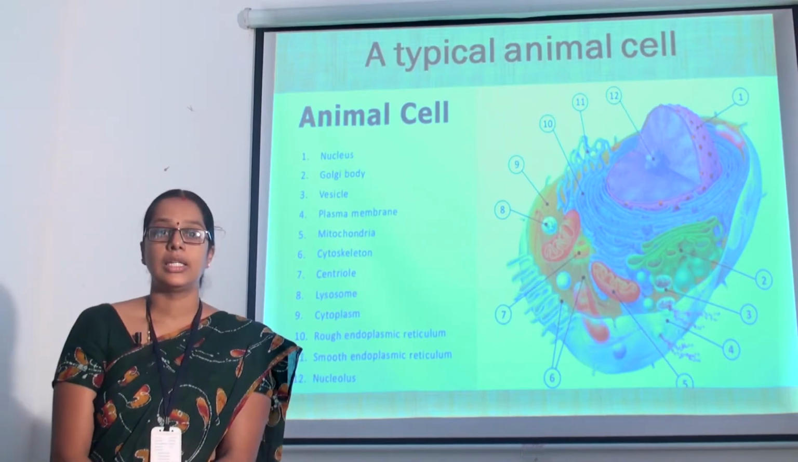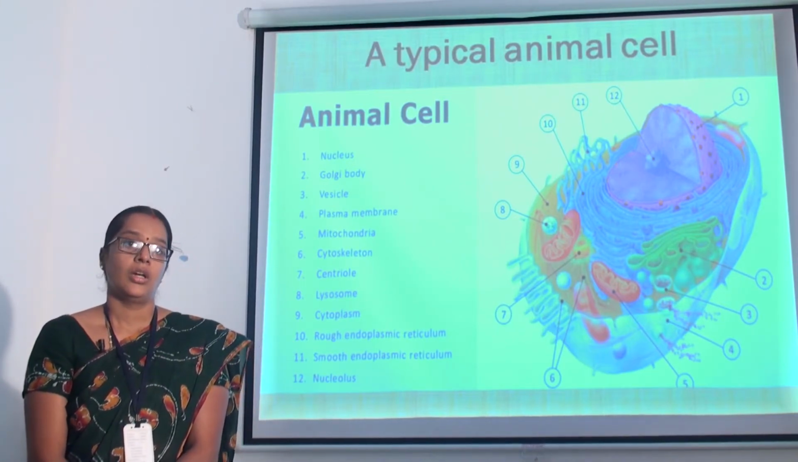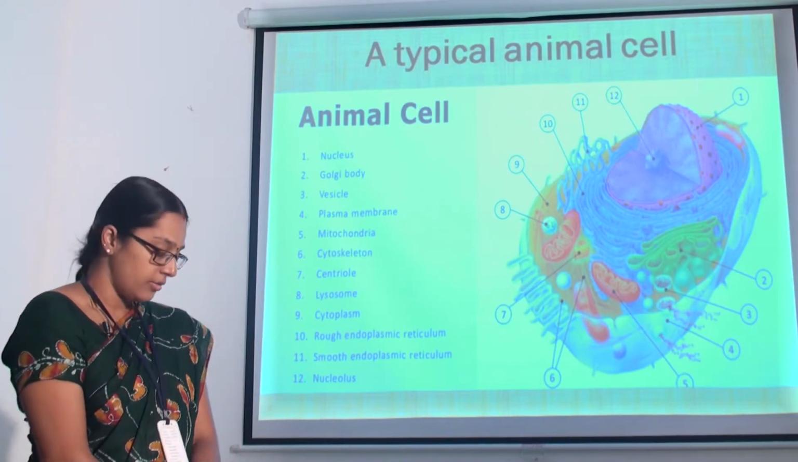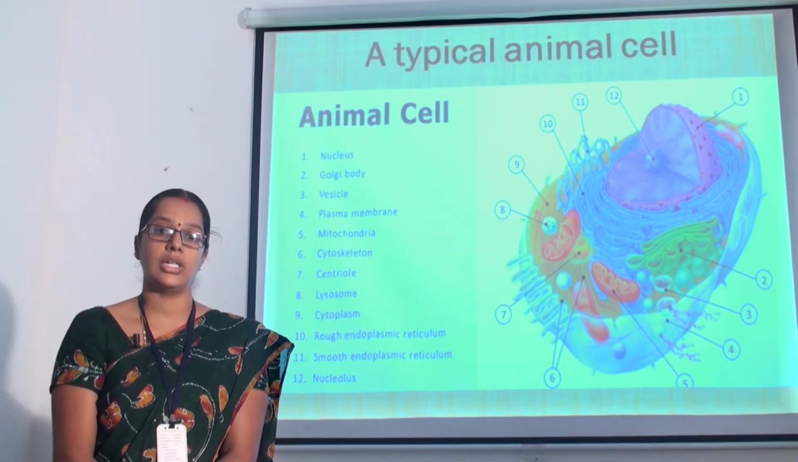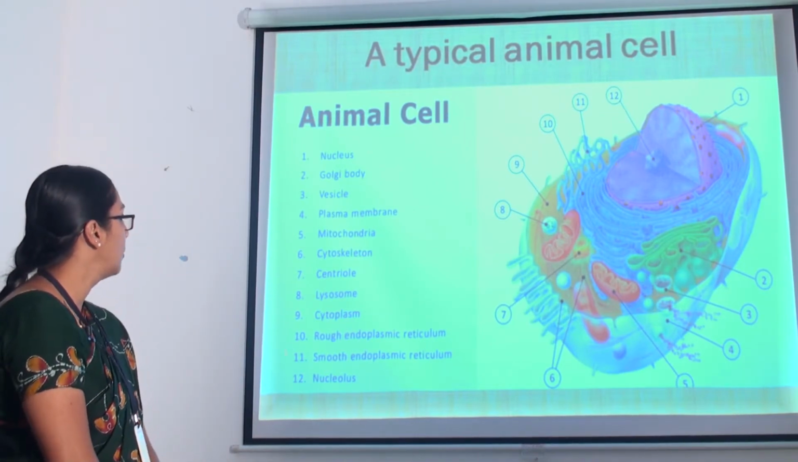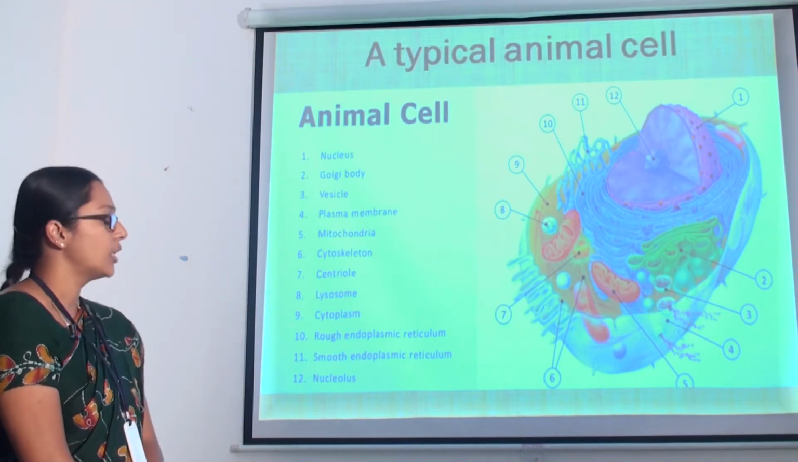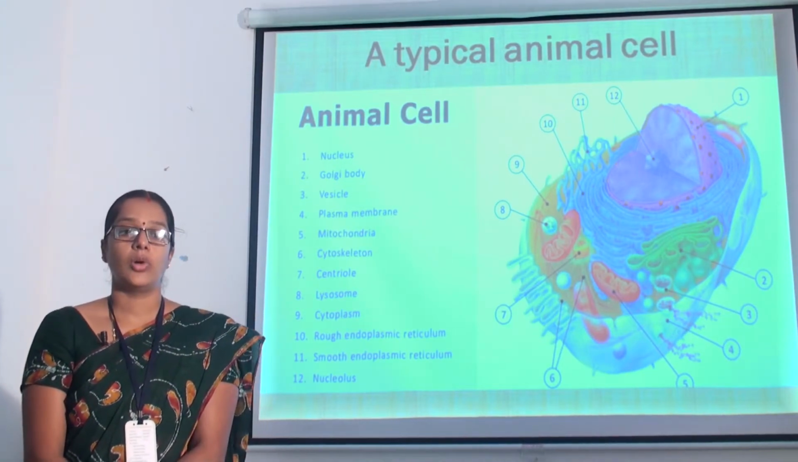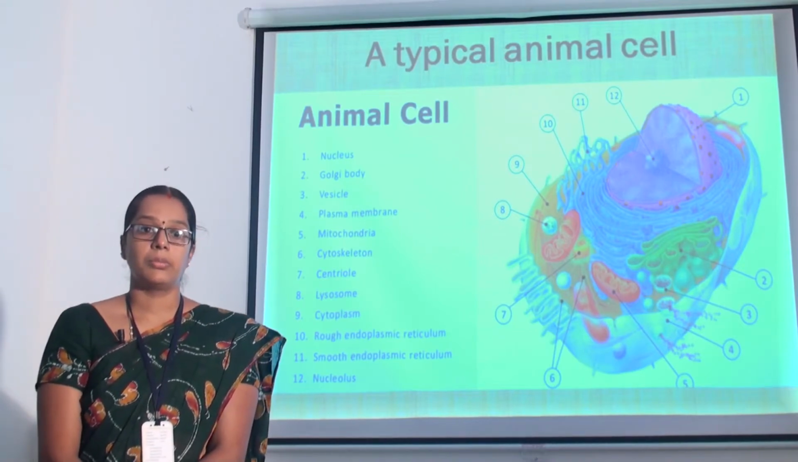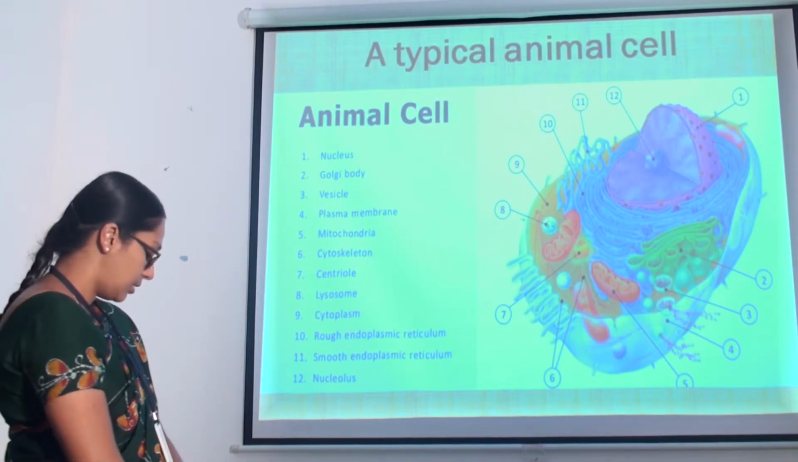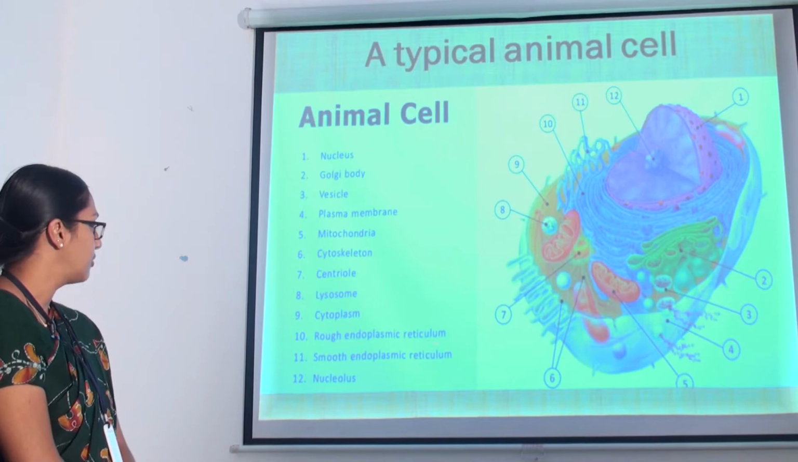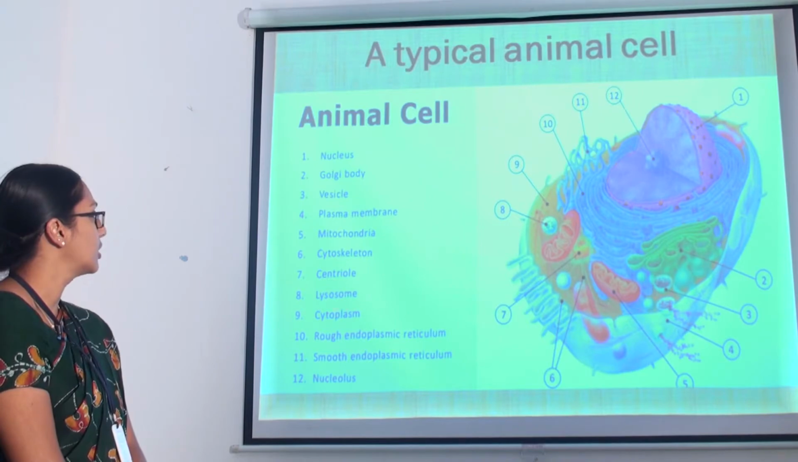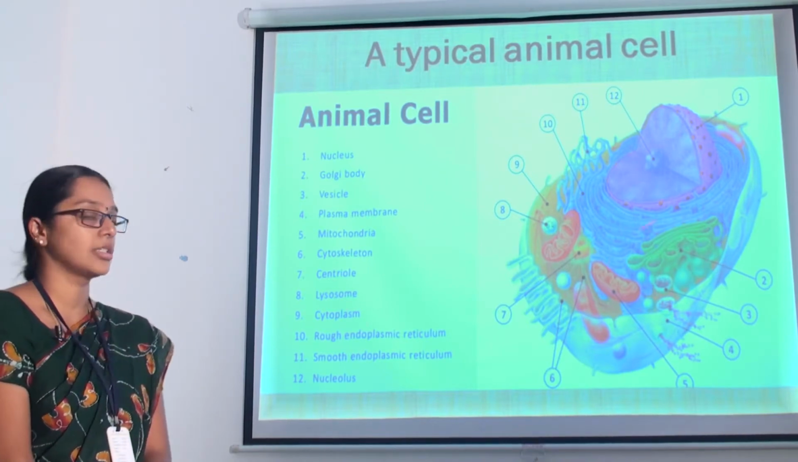Next one is a typical animal cell. All eukaryotic cells contain cell organelles, including double-walled cell organelles. In animal cells, the organelles are: nucleus, Golgi bodies, vesicles, plasma membrane, mitochondria, cytoskeleton, centrioles, lysosomes, cytoplasm, rough endoplasmic reticulum, smooth endoplasmic reticulum and nucleolus. These are the cell organelles present inside these cells.